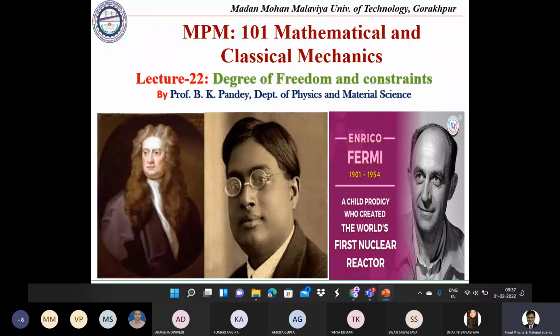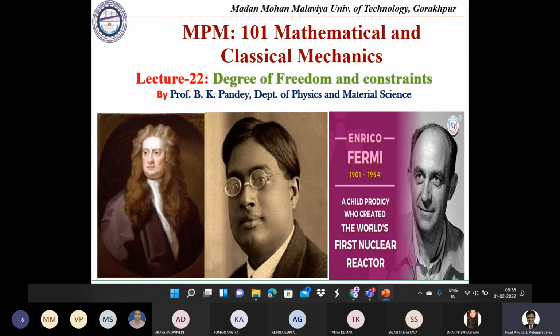Okay, very good. So these things I have to discuss. Number one point is that the degree of freedom is the freedom to move without violating the constraints or the limitation which has been set up for a particular motion. So what are the basic things related to that I am going to discuss here.